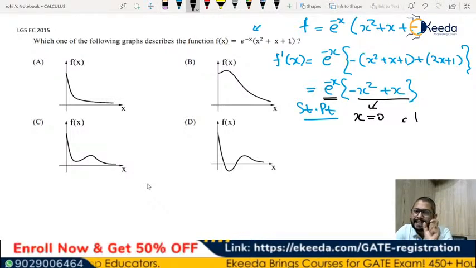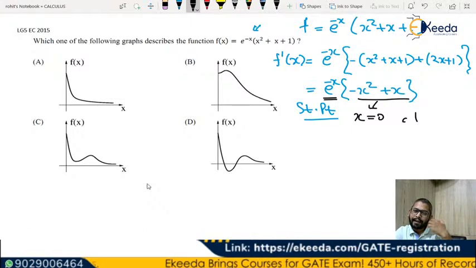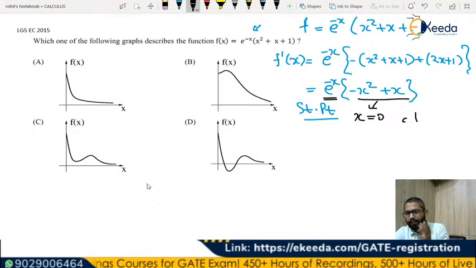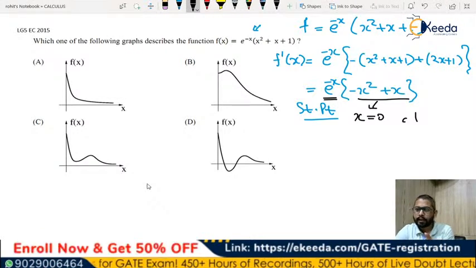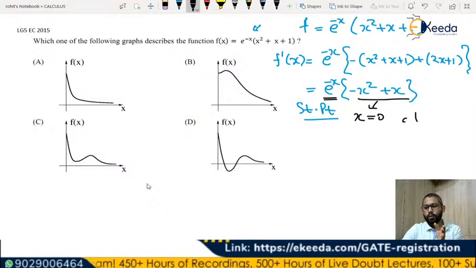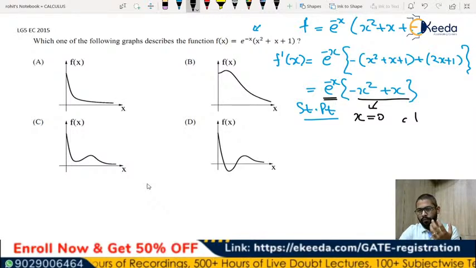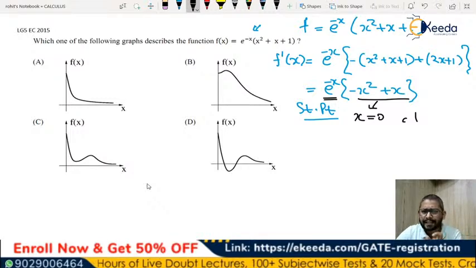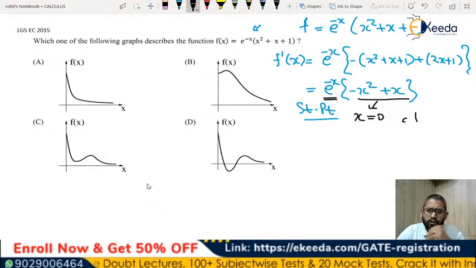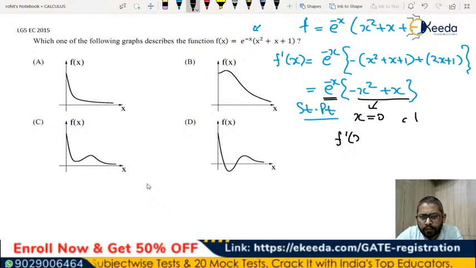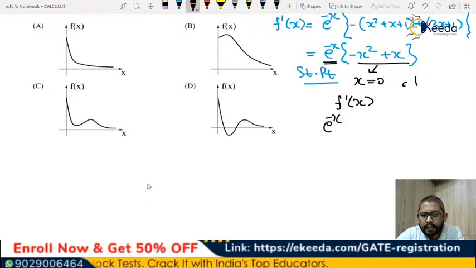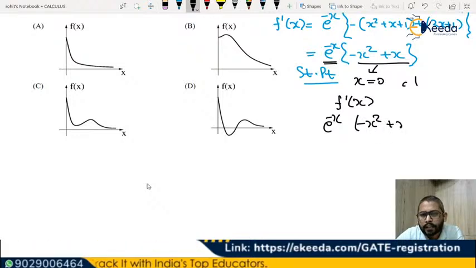So that means these are the points which will be acting as extrema. It can be maxima or minima, any of it. We haven't found that. We have just found that this is a stationary point, right? We haven't seen whether it is maxima or minima. So let's talk about the nature of this derivative again. This derivative f dash of x is e to the power of minus x into (minus x square plus x), right?